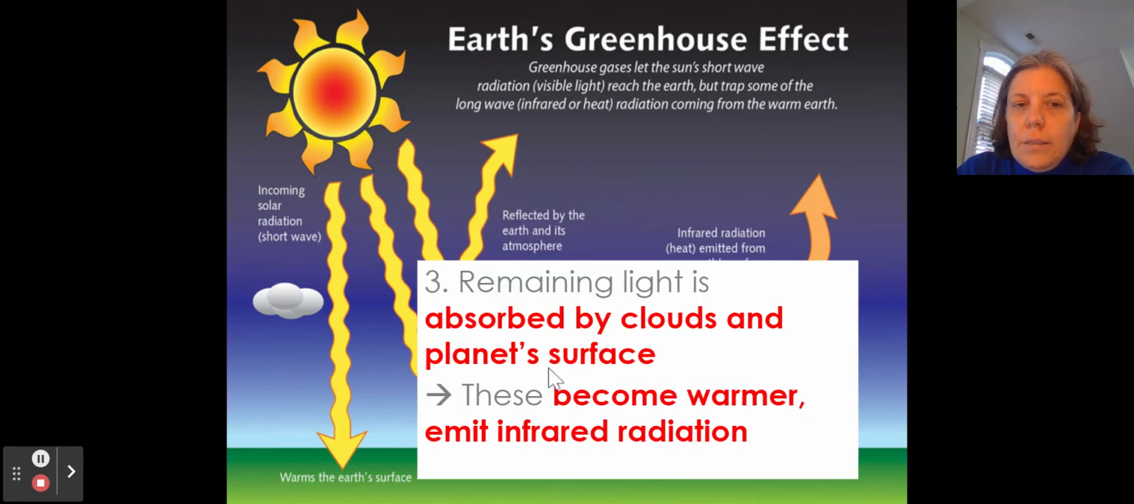The remaining light, the one that's not reflected back into space, is absorbed by clouds and also the surface of the planet. And the clouds and the surface of the planet become warmer, and they emit what's called infrared radiation, a different wavelength of the electromagnetic spectrum. It's a whole different one. So it is not the same as the UV light and the visible light. It's called infrared, and see how it's spelled, INFRA, infrared radiation. Okay, that gets emitted.